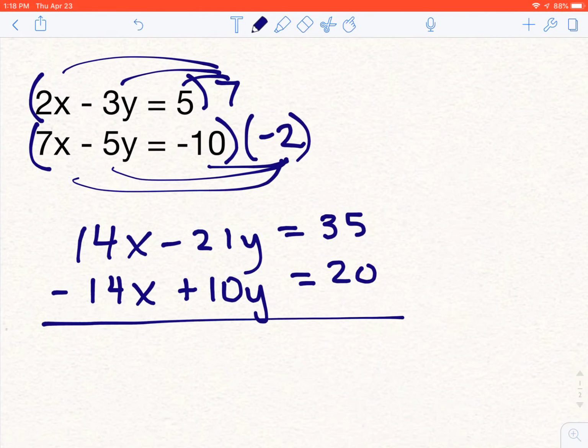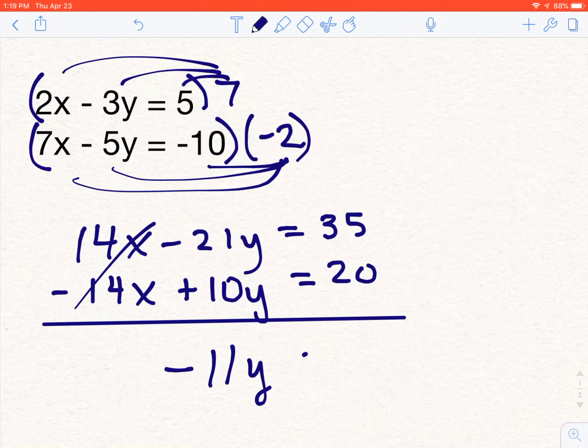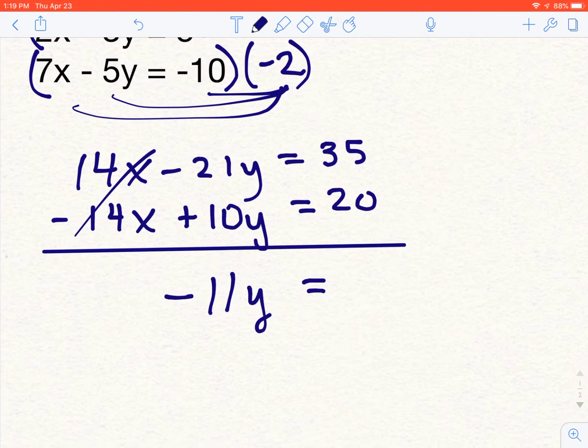Now when I have this, I'm going to add the two equations. So the x's go away. Negative 21 and positive 10 make negative 11y, equals 35 plus 20, which makes 55. So divide by 11, and y equals negative 5.